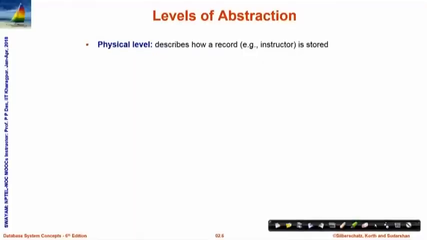At the lowermost level is what we call the physical data level, or the physical level, which describes how a record is actually stored. So, that is about the physical storage in the system.